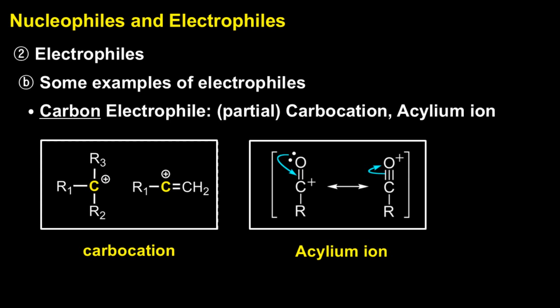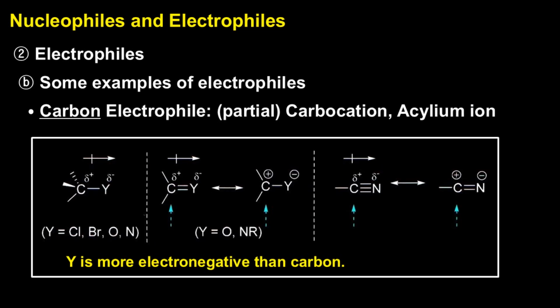Then there's the acylium ion, RCO+. You'll often see this one in Friedel-Crafts acylation reactions. It's a key intermediate in many synthetic pathways. But here's the thing, not all carbon electrophiles carry a full positive charge. Some molecules don't carry a full positive charge, but they still act like electrophiles because of their structure.